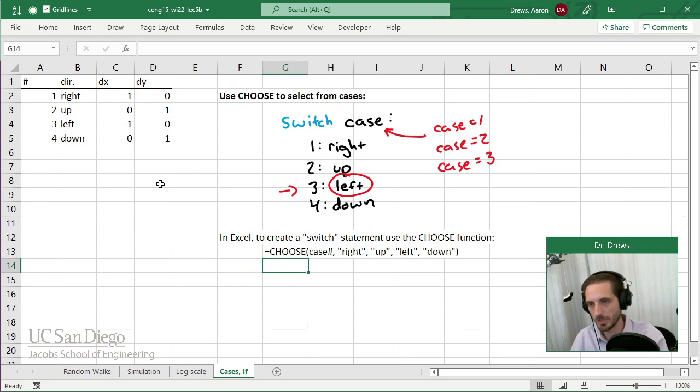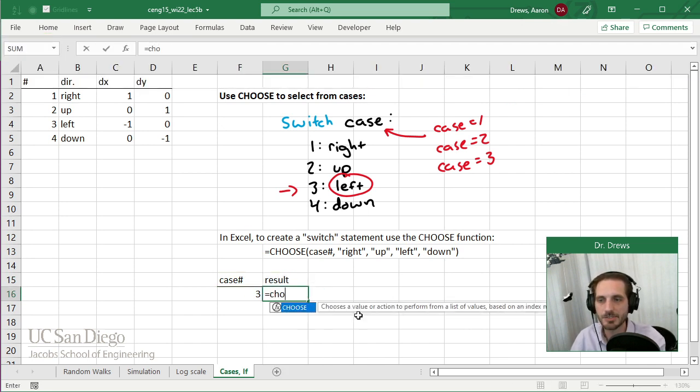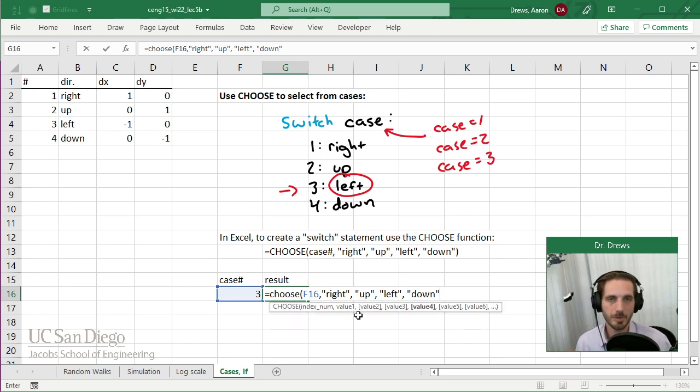So I'm going to repeat that over here. We'll say case number and result. Let's say the case number is 3, right? Normally we would do this with a random number generator, but I don't want it to change over and over and over again. So I would say choose, and what do I want to choose? I want to go into a case number, which is the number that's next to me, and then I want to return right, or up, or left, or down. And you can put as many of those in there as you want. If you look at the pop-up window that showed up as Excel was auto-filling this, you can add value 5, value 6, value 7, etc.